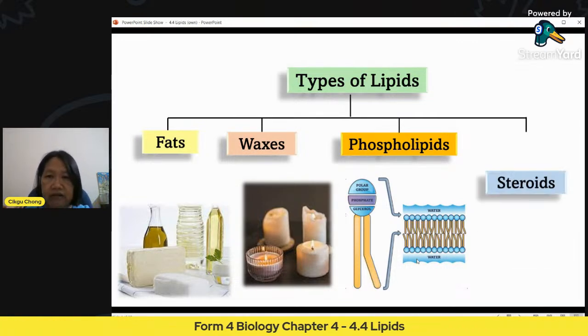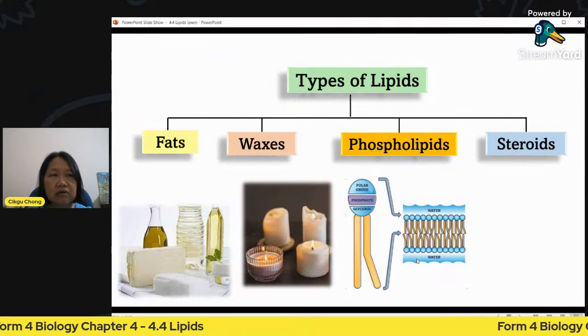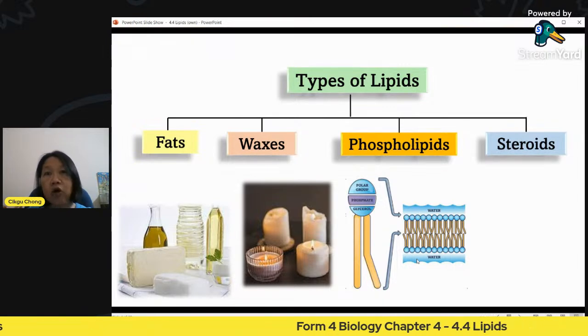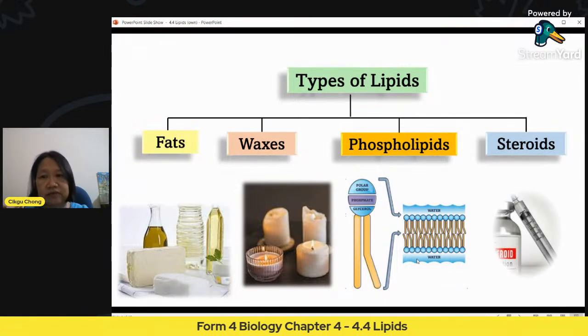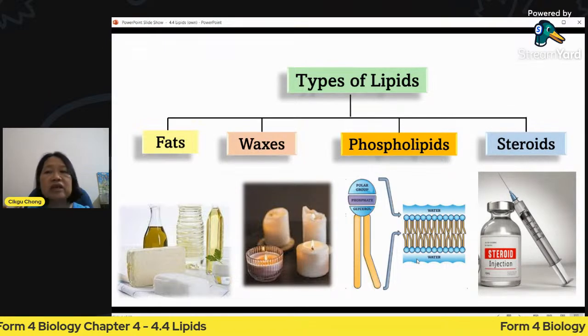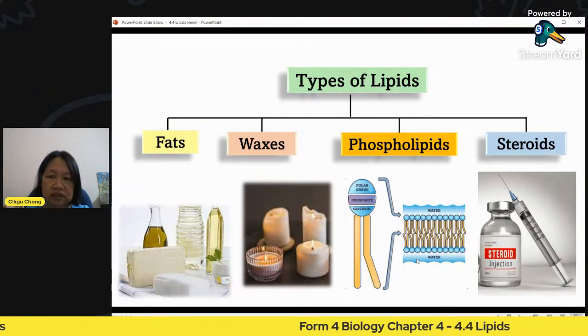All right, and the last one is steroids. These are mostly used as medication, and also are part of the hormones. Some of the hormones are steroids. So we have steroid injections and hormones. Some of the hormones are steroids, and some of them are used as medications.